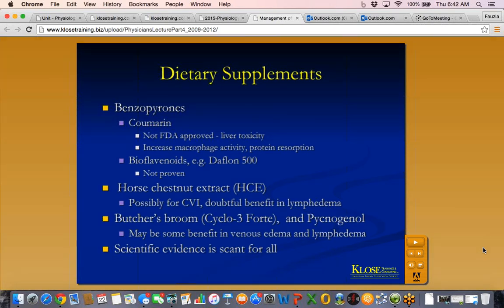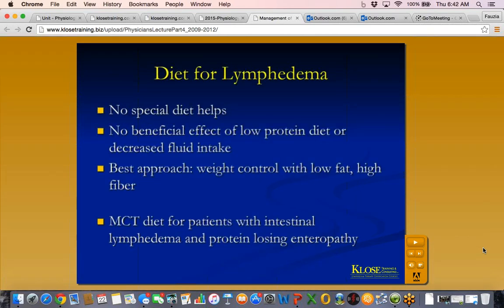Dietary supplements, this is something that they've tried. Coumarin, bioflavonoids, but they haven't seemed to work very well. There are some other things out there, but there's no scientific evidence yet. There's no real dietary supplement that you can take for lymphedema.